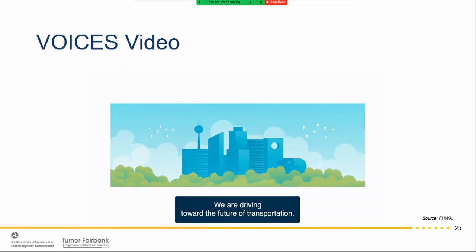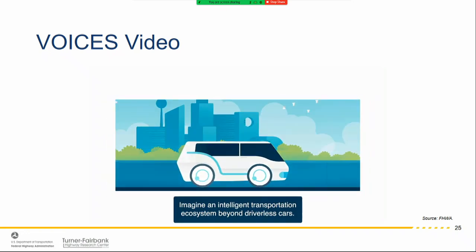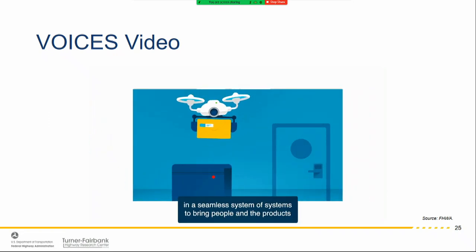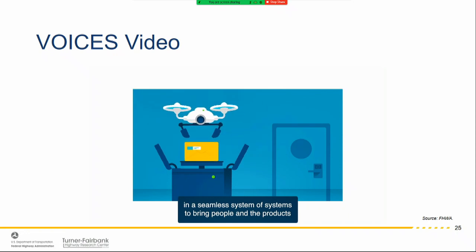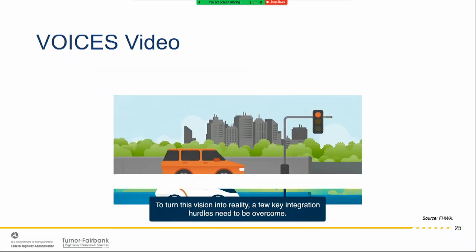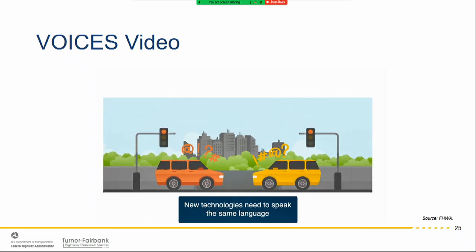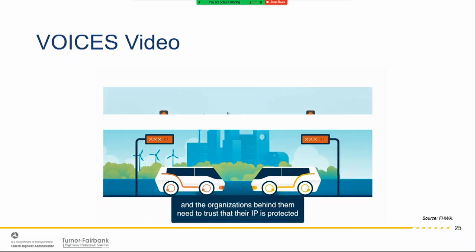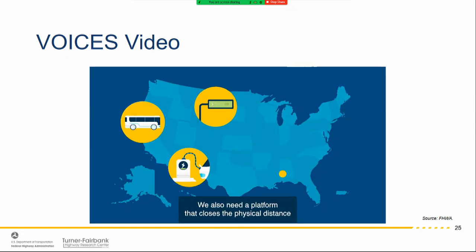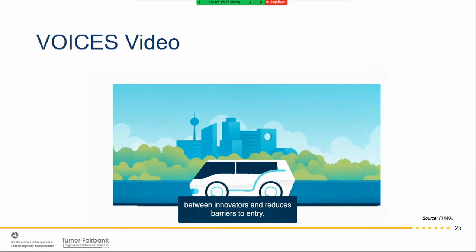We are driving toward the future of transportation. Imagine an intelligent transportation ecosystem beyond driverless cars. Imagine smart infrastructure working with automated vehicles in a seamless system of systems to bring people and the products they need to their destinations quickly and safely. To turn this vision into reality, a few key integration hurdles need to be overcome. New technologies need to speak the same language, and the organizations behind them need to trust that their IP is protected as they test with collaborators. We also need a platform that closes the physical distance between innovators and reduces barriers to entry.